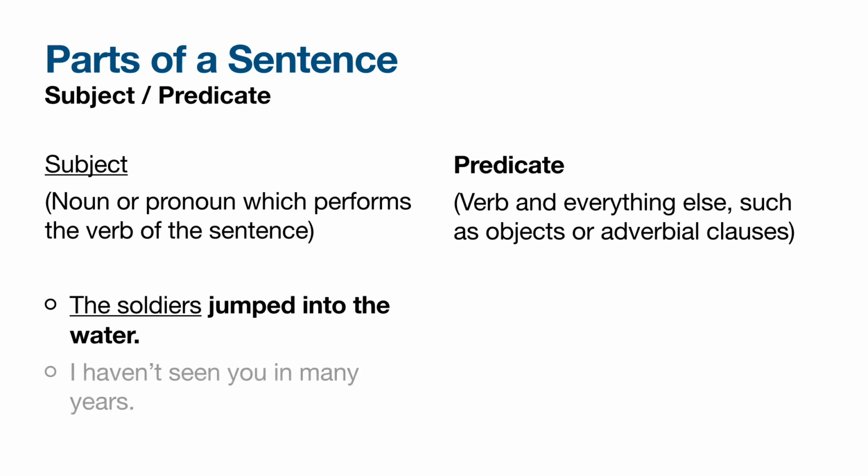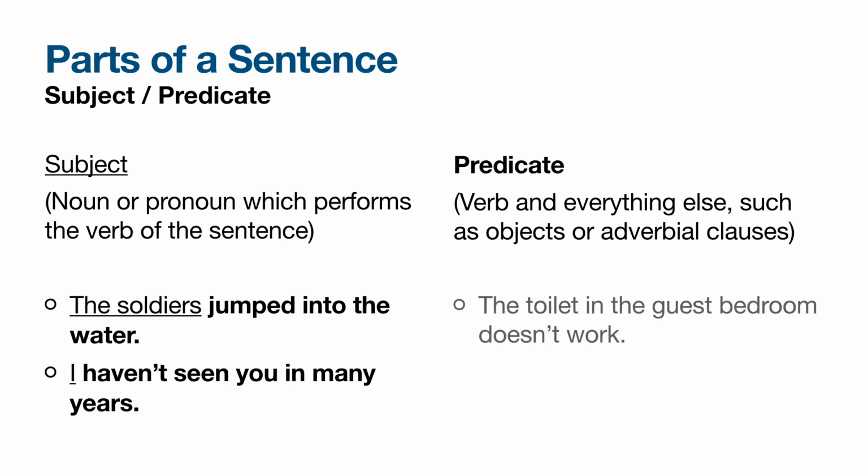Number 2, I haven't seen you in many years. The complete subject here is the simple pronoun I. The complete predicate is haven't seen you in many years. Number 3, the toilet in the guest bedroom doesn't work. The verb starts with doesn't work. That is the complete predicate, which leaves the toilet in the guest bedroom as our subject.